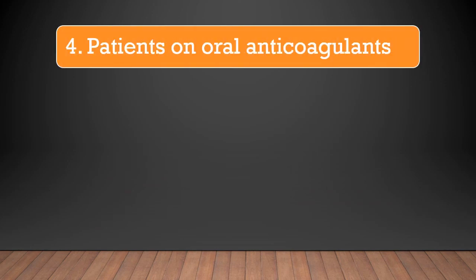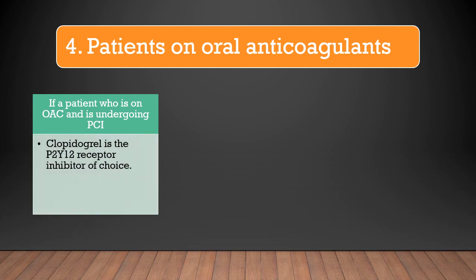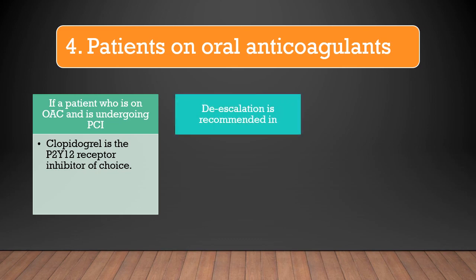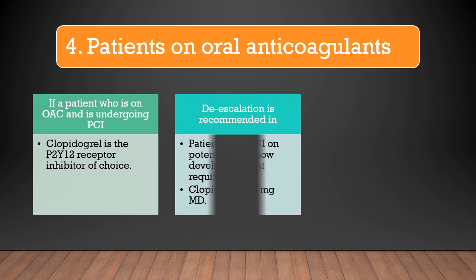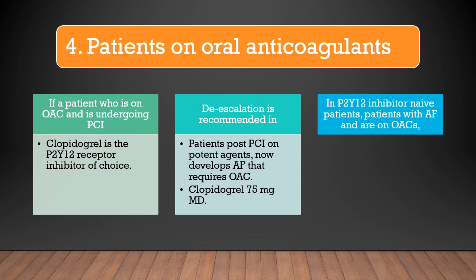Patients on oral anticoagulants. If a patient who is on oral anticoagulant is undergoing PCI, clopidogrel is the P2Y12 receptor inhibitor of choice. De-escalation is recommended when patients who are post-PCI on potent agents now develop atrial fibrillation that requires oral anticoagulants. And a clopidogrel maintenance dose of 75 mg is generally considered safe in these patients.